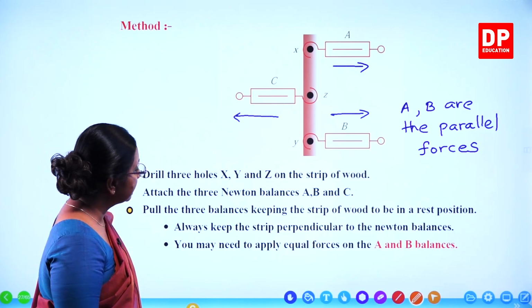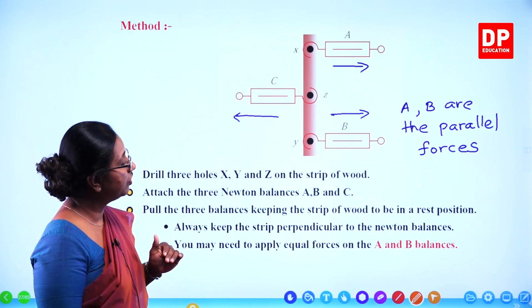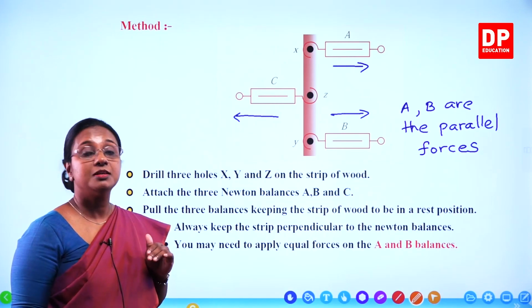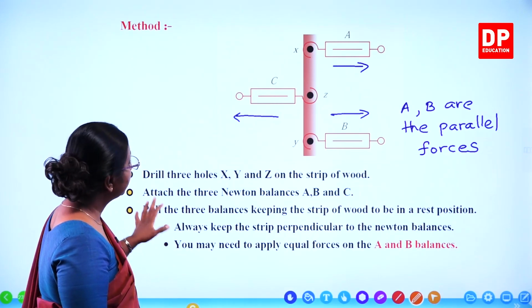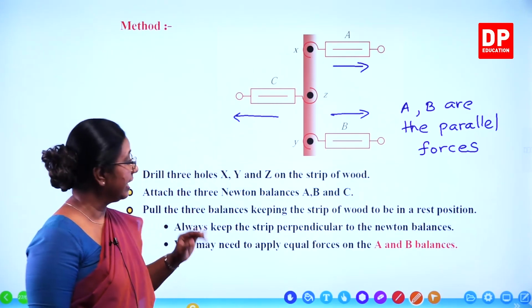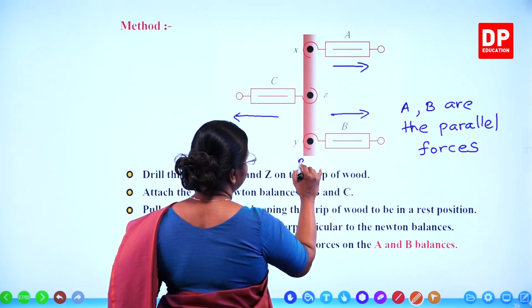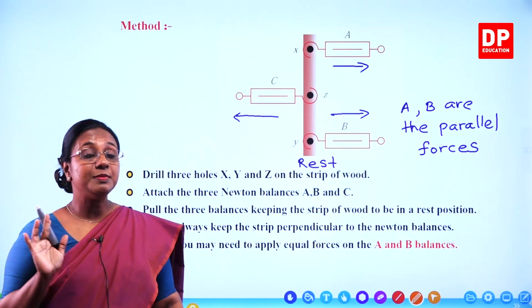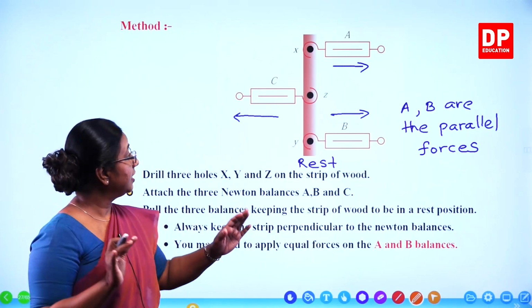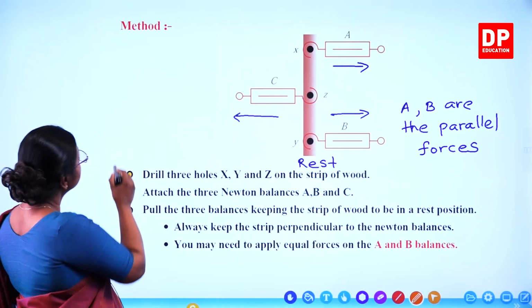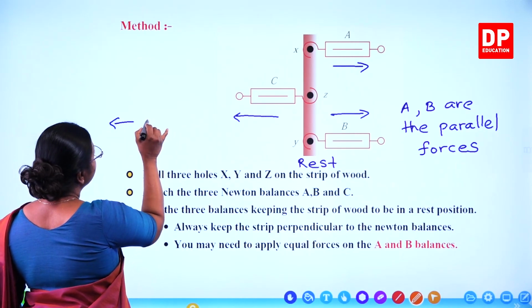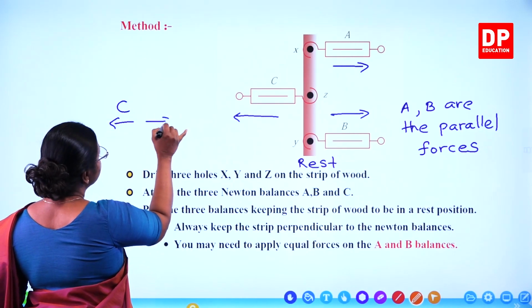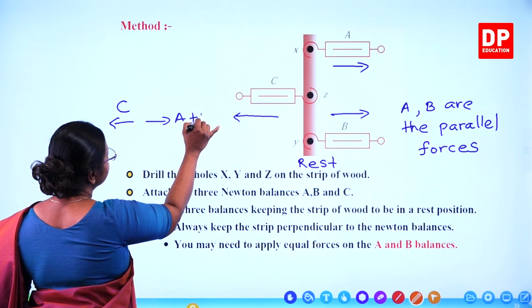Pull the 3 balances, keeping the strip of wood in a rest position. Here the strip of wood has to be at rest. That's the important thing. When we pull also, this has to be at rest. What is the meaning of rest, students? Here C is in one direction. C is going to be this way. This is C and this side it is going to be A plus B.